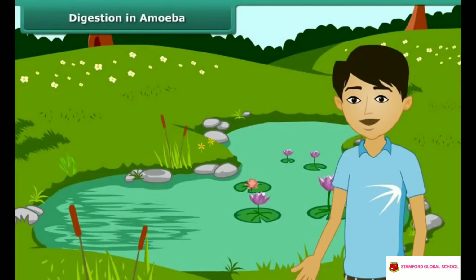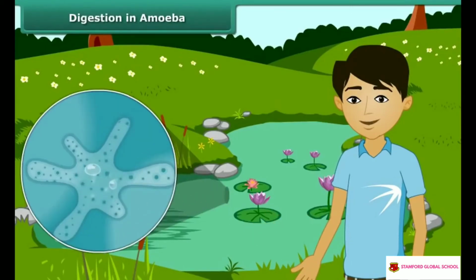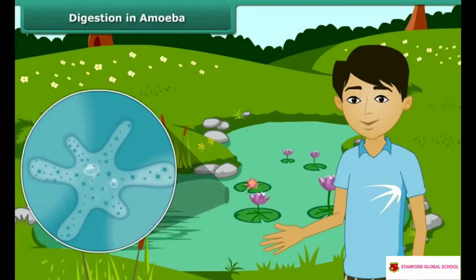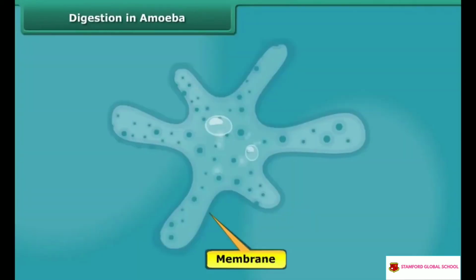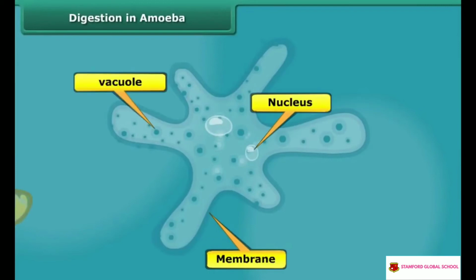You will be surprised to know that there are certain organisms which do not have a mouth and a digestive system, yet they digest food. This organism is amoeba, which is found in ponds. It is single-celled and you cannot see it with the naked eye. It has a cell membrane, a rounded nucleus, and vacuoles in its cytoplasm.